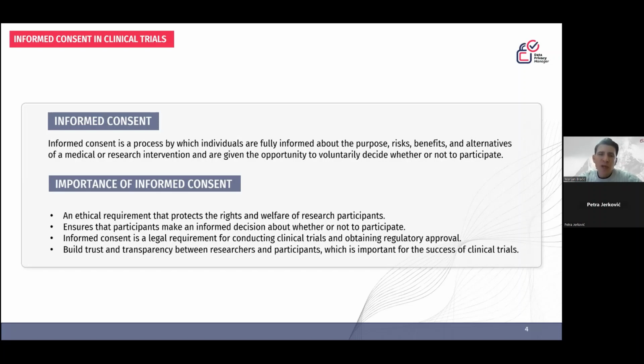Also, when it comes to best practices for collecting informed consent, you need to ensure that the consent process is culturally sensitive. You need to be very, very careful when obtaining consent from vulnerable populations. And you need to make sure to conduct ongoing informed consent trainings.